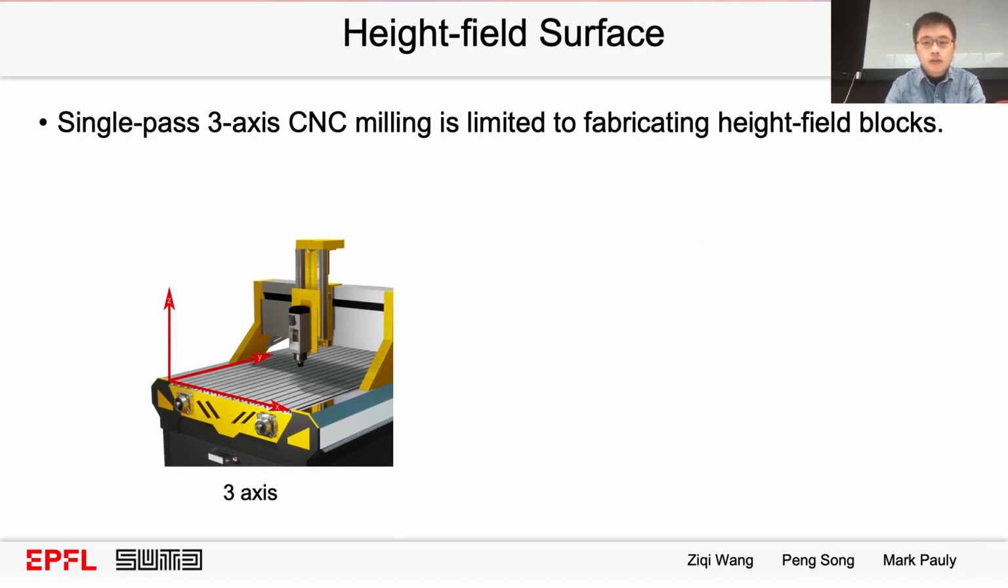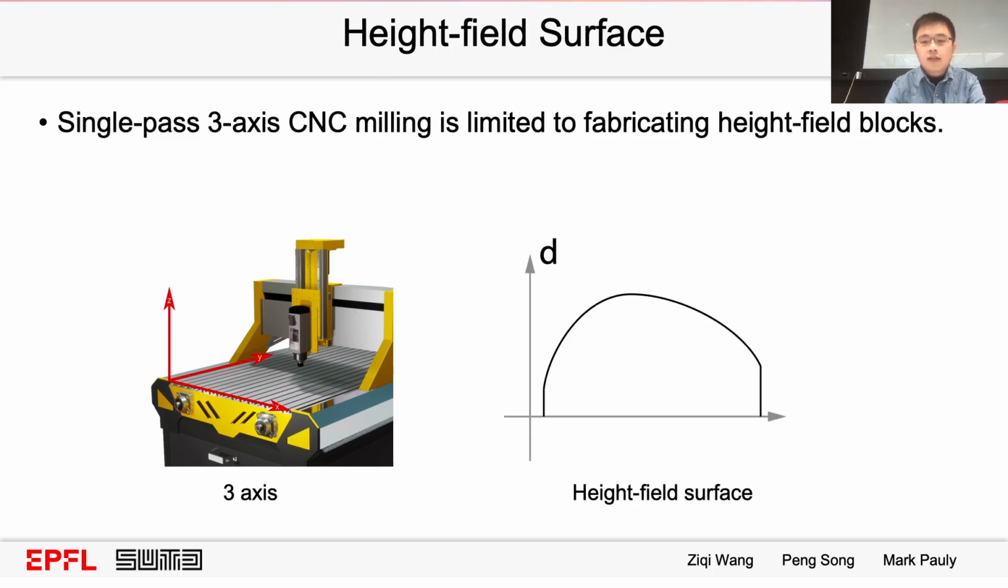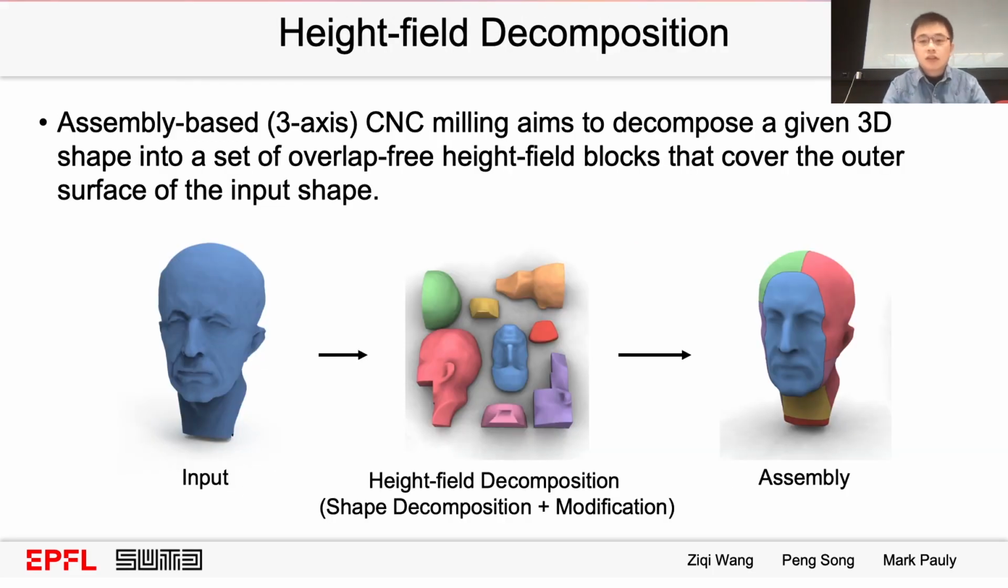The problem for a 3-axis CNC machine is that it only fabricates height field surfaces. The surface height field direction D has to match with the Z-axis of the CNC machine. The main methodology for assembly-based CNC milling is the height field decomposition, which decomposes the input shape into height field blocks. Local modification is needed for the parts whose outer surface has non-height-field areas.